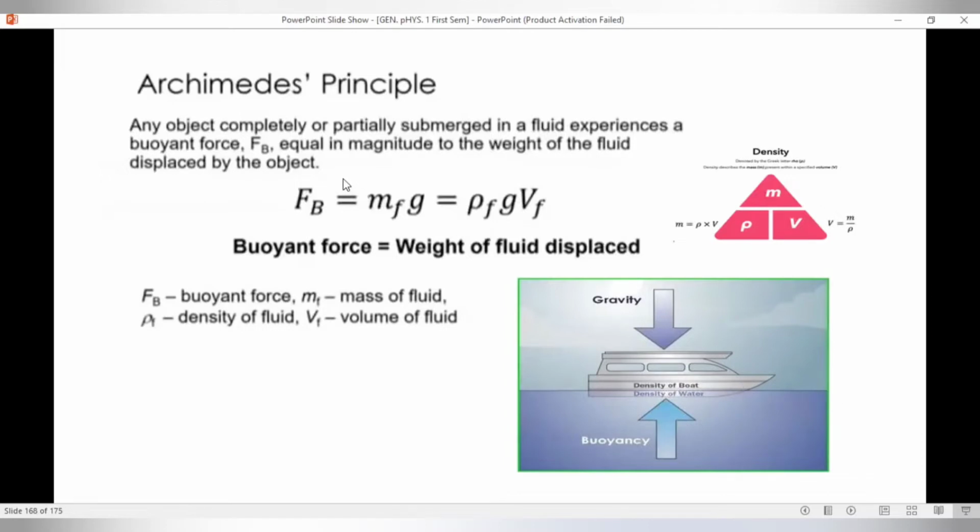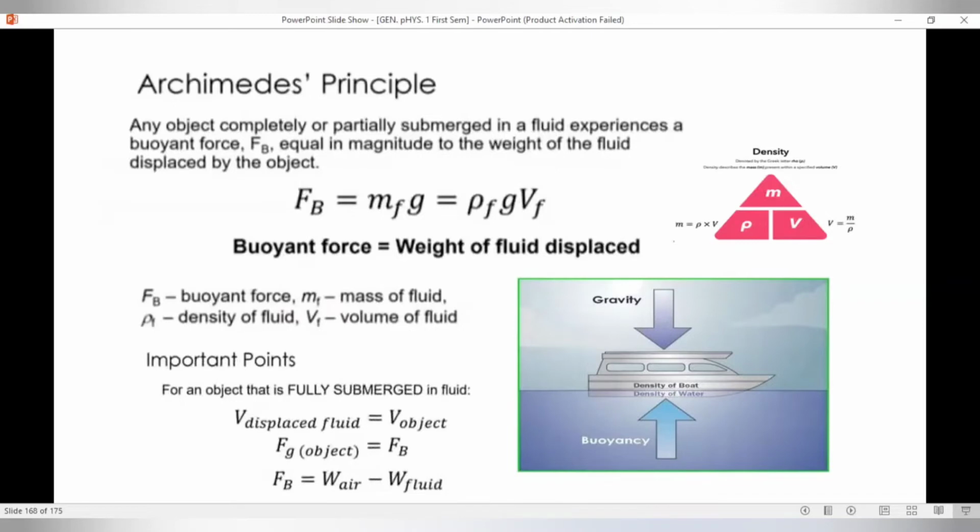Sabi po ni Archimedes. So here, sa ating mathematical expression, F_B is buoyant force or F sub B. M sub F is the mass of the fluid. Rho sub F is the density of the fluid, and V sub F is the volume of the fluid. Ito yung mga important points na dapat po nating tandaan in terms of Archimedes principle, specifically for an object which is fully submerged in fluid.